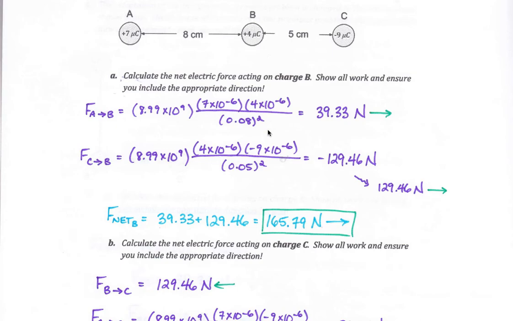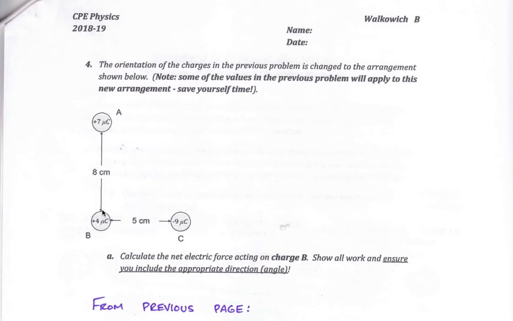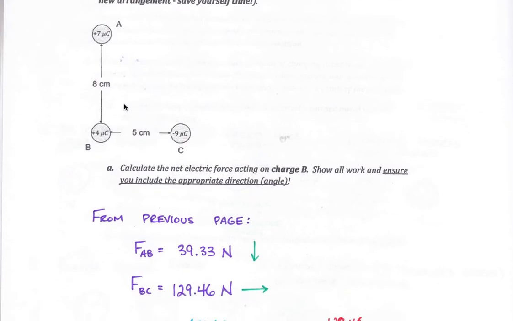A and B are positive, so they will repel, which is why A originally repelled B to the right based on the orientation. However, A is now above B, so it's not going to repel B to the right, it will repel B downward. Likewise, B and C are actually in the same exact arrangement, so C is going to attract B to the right, so this arrow stays the same. So the only difference really is that this is now directed down. I now have my vertical and horizontal vectors.